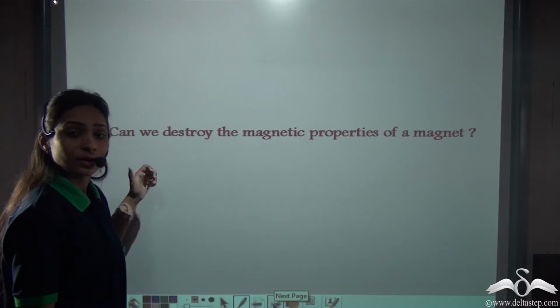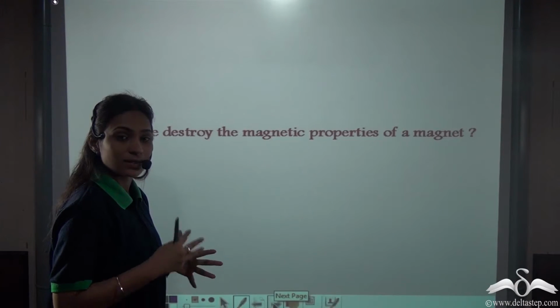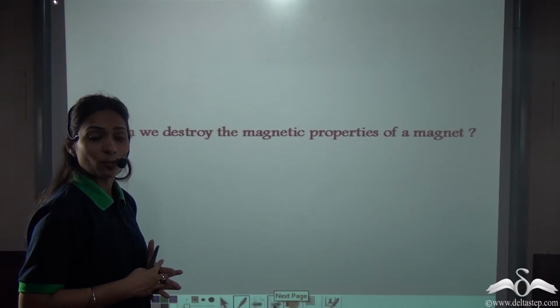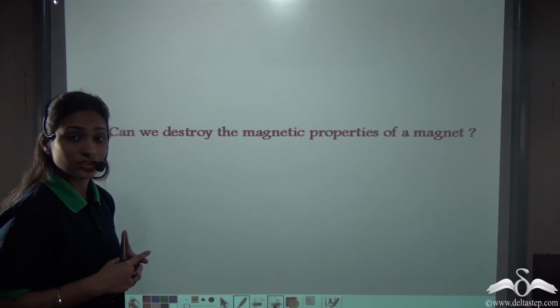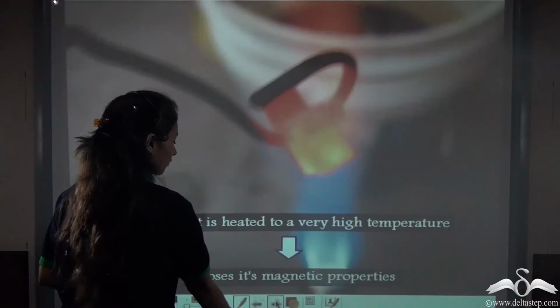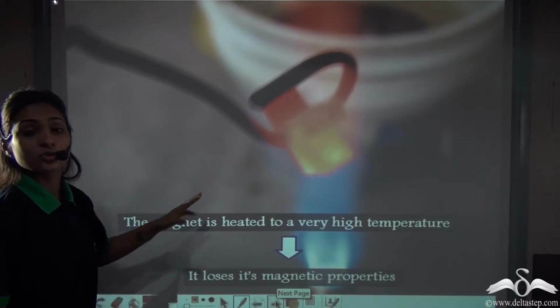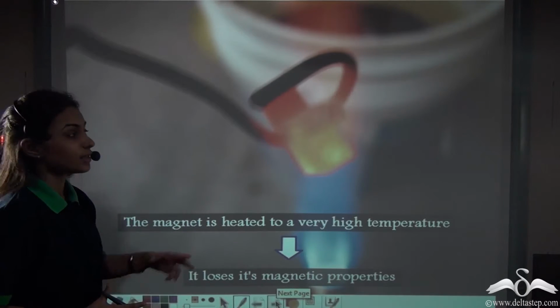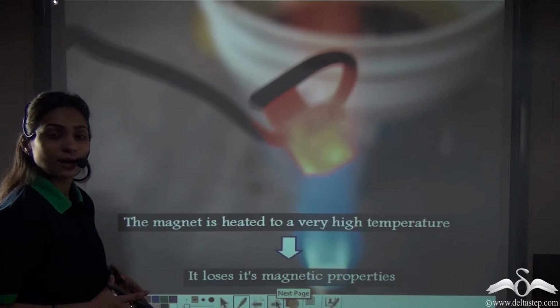Now you know that we can install magnetic properties in a ferromagnetic substance. Now can we destroy the magnetic properties of a magnet? Well, that's a question. Let's see. Well, if we heat a magnet to a very high temperature, then it will lose its magnetic properties. This is one way of demagnetizing a magnet.